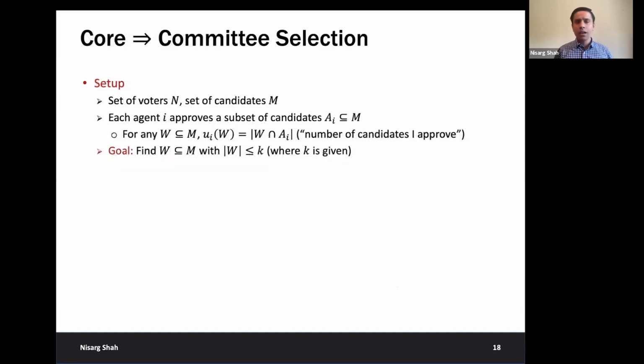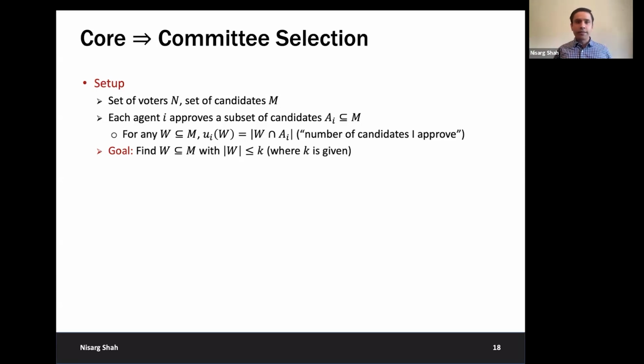Now, I'll just show one example application of this notion of the core to a different setting. This will be a little bit more related to the other settings that we'll see in the tutorial. This is still a social choice setting, not an AI machine learning setting, but it's a little bit closer to a lot of other settings we'll see.